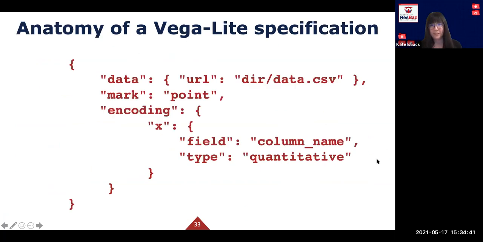All right, so Vega-lite is also in JSON. So what you're seeing here is the Vega-lite specification is an object. There are curly braces on the outside. And then there are three keys: data, mark, and encoding. And we talked about marks and encodings before. And so that data is just a link to wherever your data lives. There's various ways to specify that. We'll go into that in a sec.